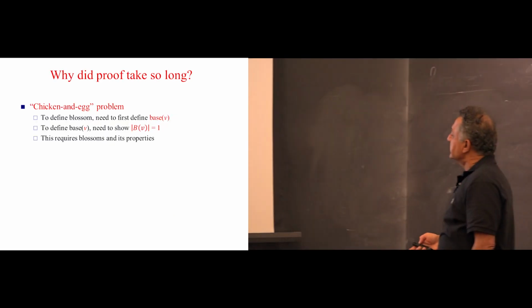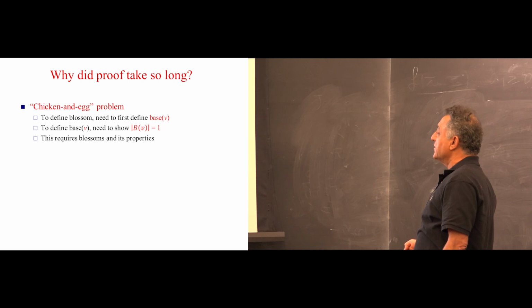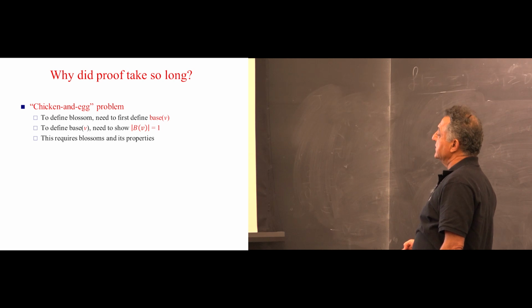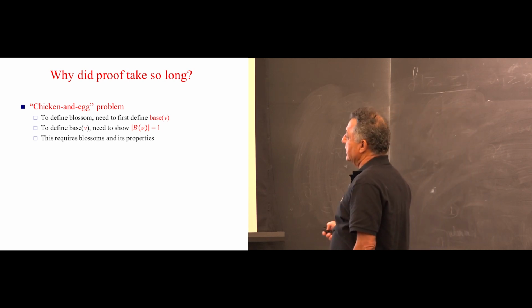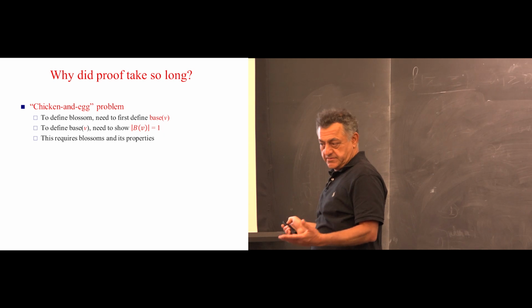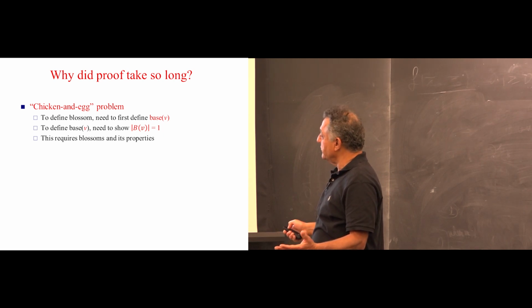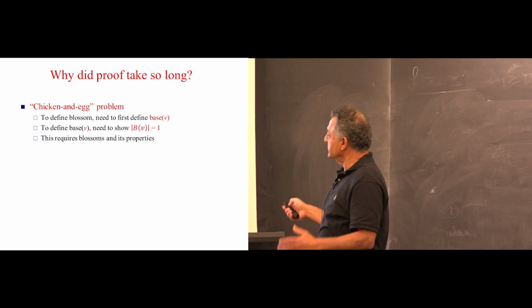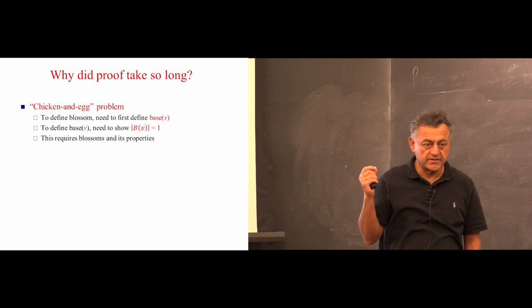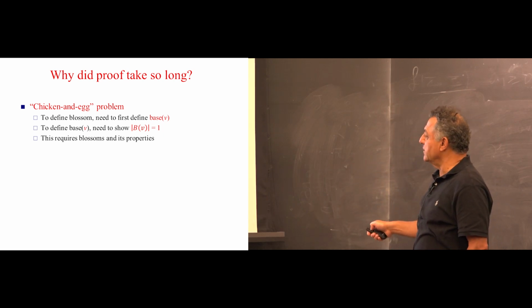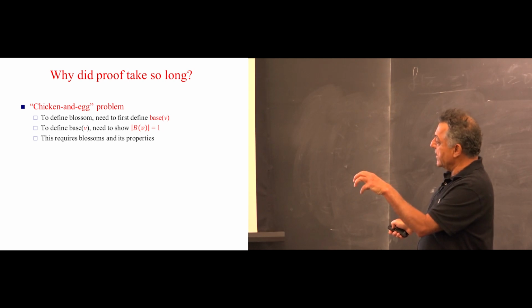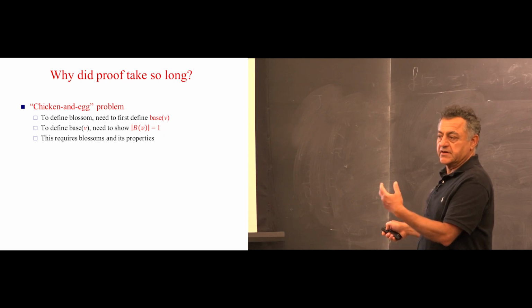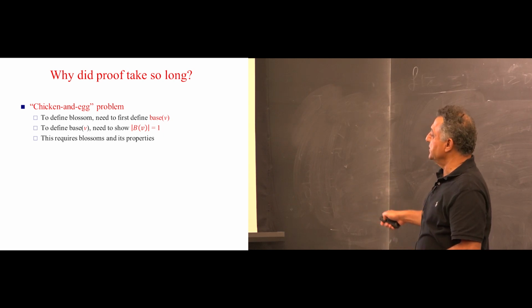And so why did the proof take so long? Look at what's needed. In order to define a blossom, we first have to define the base, obviously. But to define a base, we have to show that this HV, sorry, not BV, HV, that set is a singleton. Remember I asked how big is that set? It's a singleton. And to show that, we need to define blossoms and its properties, that all these even level BB paths are inside the blossom and all that. All of that goes to show these things.